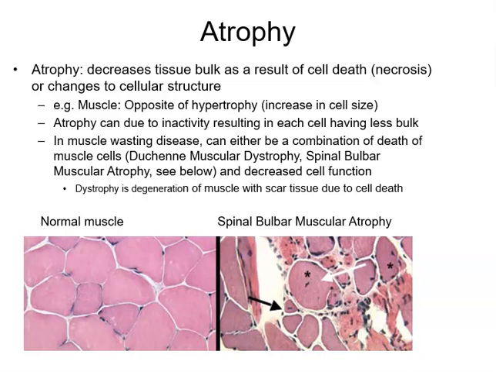They're often found in muscle, and the opposite of atrophy is hypertrophy, where you've got an increase in each cell size and therefore an increase in tissue bulk. So atrophy can be due to inactivity, so if a muscle is not particularly exercised, then you'll get obviously a decrease in muscle bulk in that situation. And we find atrophy in many muscle wasting diseases.